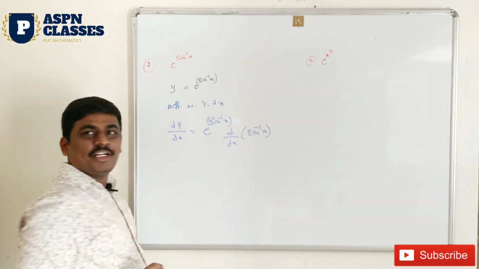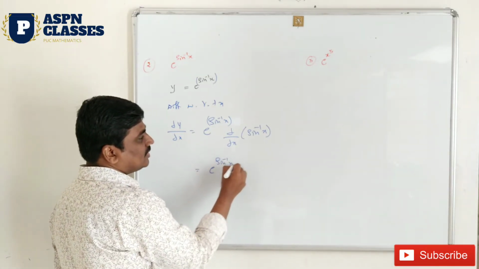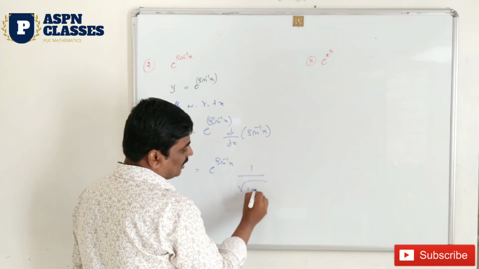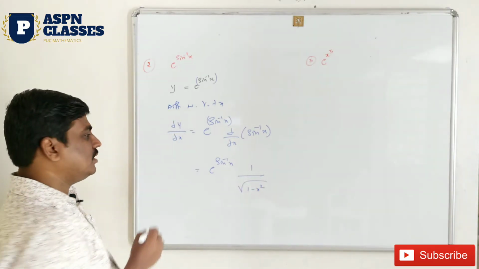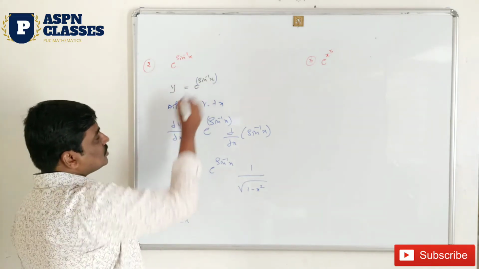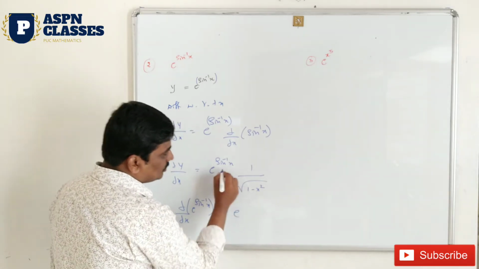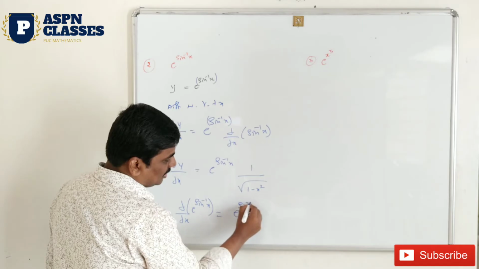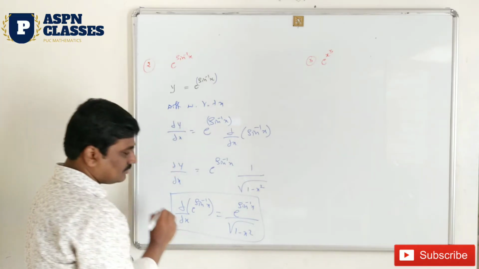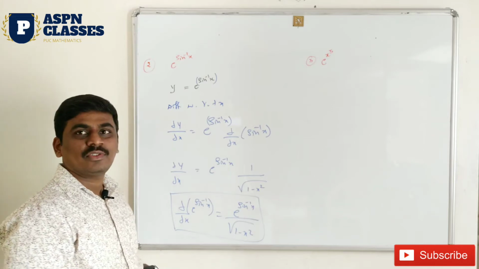You have to differentiate one more time. Write e raised to sin inverse x as it is, and take the sin inverse x formula. The result is 1 divided by root of 1 minus x square. So this is your last answer: dy by dx is equal to e raised to sin inverse x into 1 divided by root of 1 minus x square, that is, e raised to sin inverse of x divided by root of 1 minus x square. Is it simple? Is it clear? No? Okay.